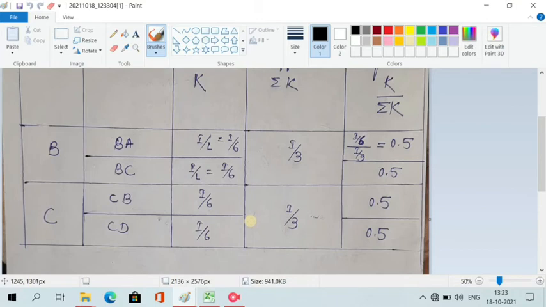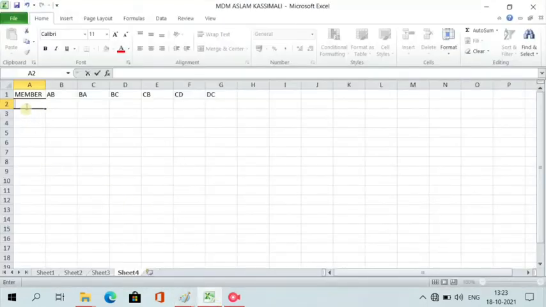Now we will proceed for the moment distribution process in Excel sheet. Let us open Excel sheet. This is our Excel sheet. I have written here member AB, BA, BC, CB, CD, DC. Now I need to write here distribution factor.